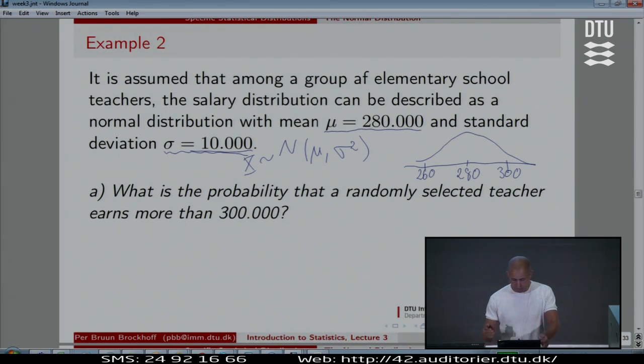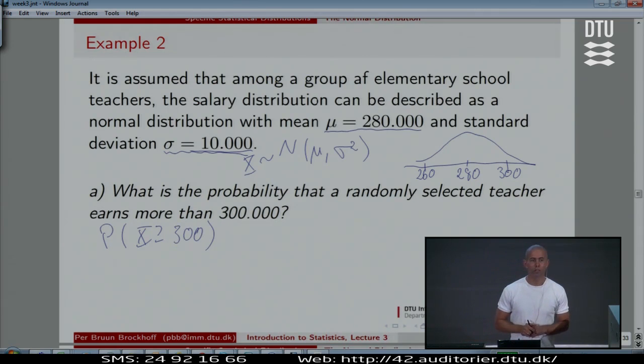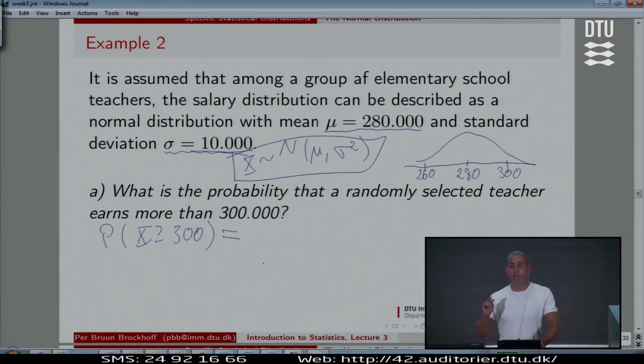What is the probability that a randomly selected teacher earns more than 300,000? And now I've removed all the thousands and am just working with 300. Here is the general rule for a statement on a general normal distribution. We can rephrase it using the standardization rule. Here is how it goes. That would be the same as taking the standard normal, subtracting the mean from the relevant number, and dividing by the standard deviation.